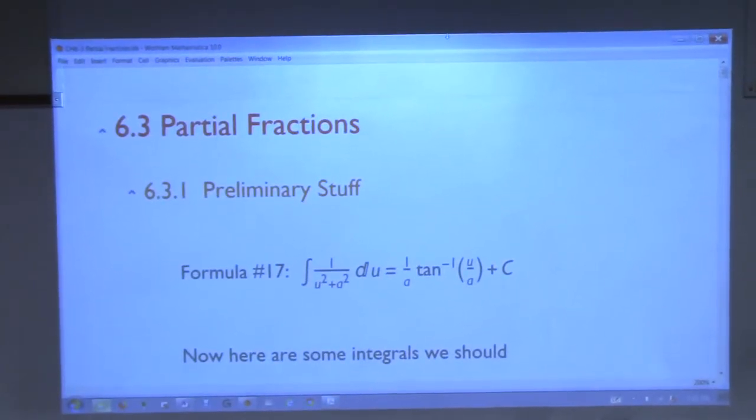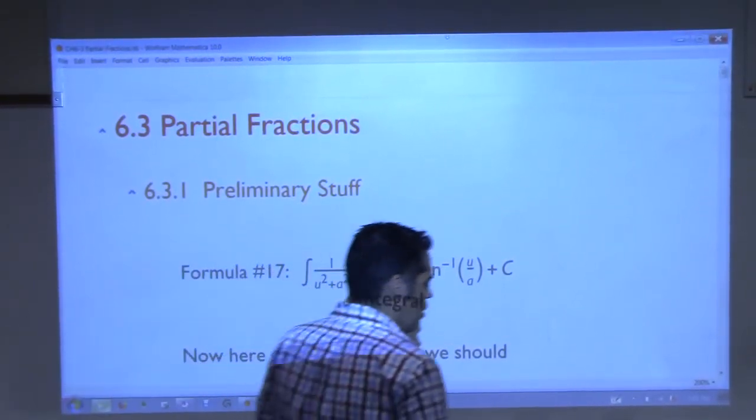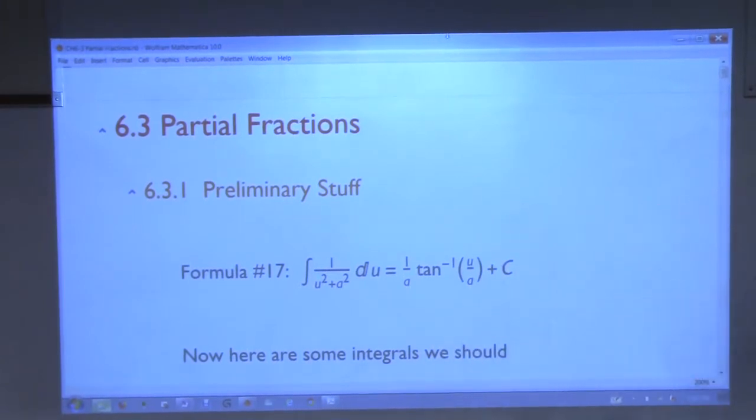So 6.2, I would hope that you would agree with me that it's a lot of material. And 6.3 is the same way. It's going to take us 2 days to get through this section. But the good news is after this, it eases up a little bit. For maybe a day, for one class period, it'll ease up.